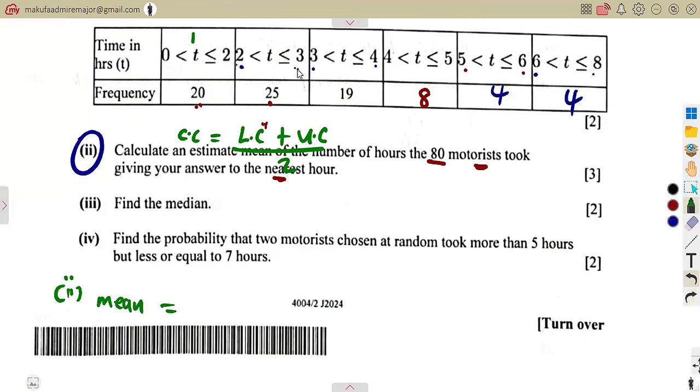2 plus 3, which is 2 plus 3 over 2, that will be 2.5, and so on. So you add, divided by 2, add, divided by 2, and so on.